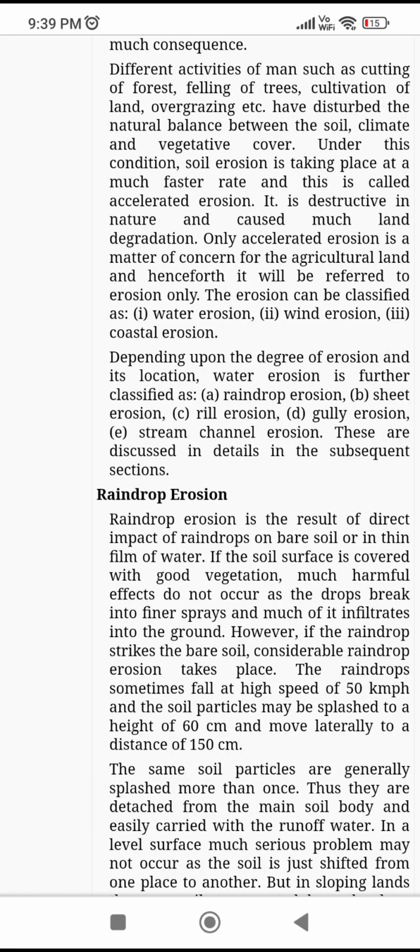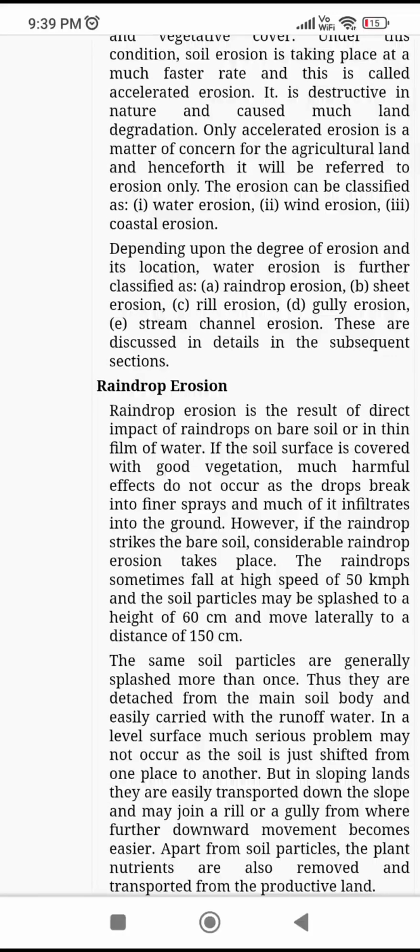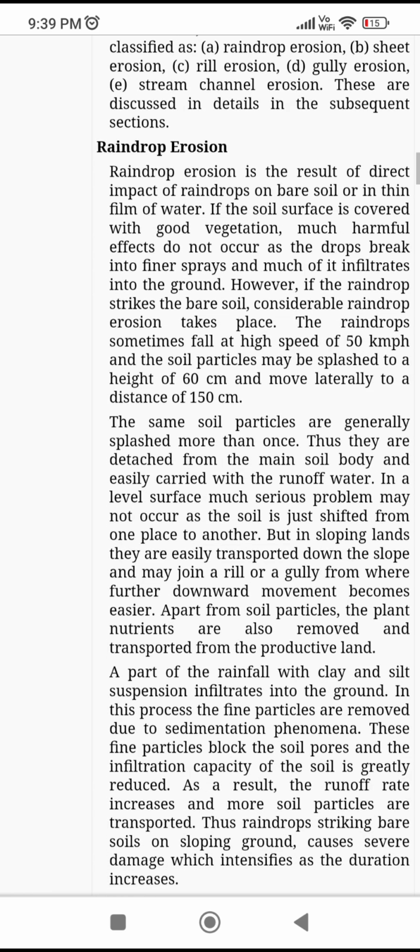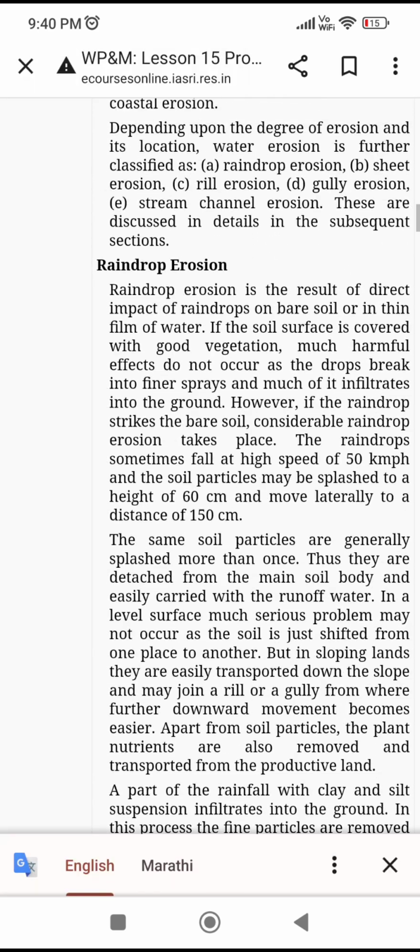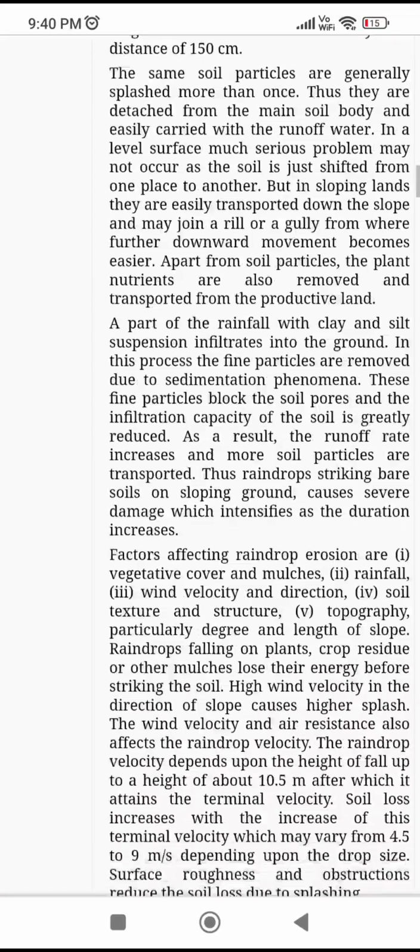There is raindrop erosion. In this case, they will ask that raindrops sometimes fall at a high speed of 50 km per hour and the soil particles may be splashed to a height of 60 cm and move laterally to a distance of 150 cm. So the first type of erosion is raindrop erosion.